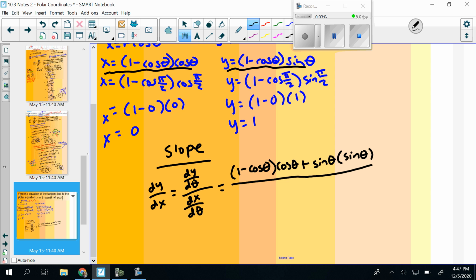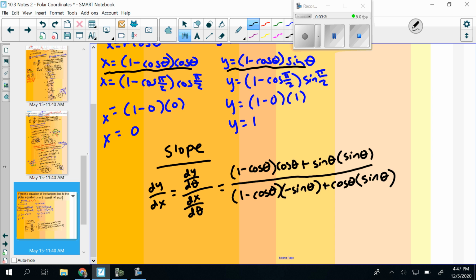On the bottom, let's do the derivative of the x now. That's also the product rule here, so 1 minus cosine theta. The derivative of cosine is negative sine. Now switch them around, so cosine times the derivative of 1 minus cosine. The derivative of 1 is 0. The derivative of negative cosine is going to be positive sine.